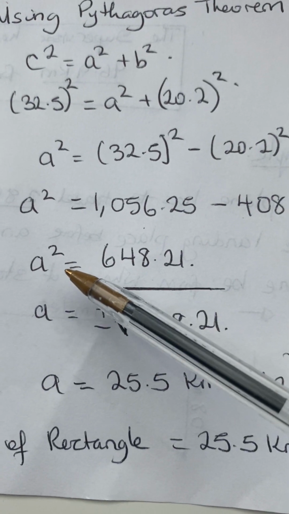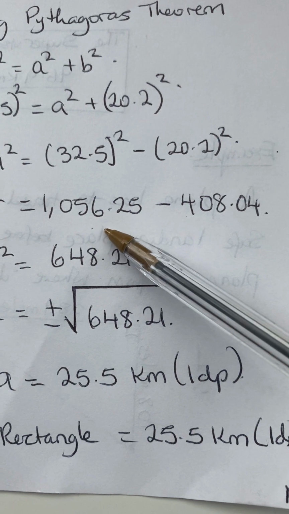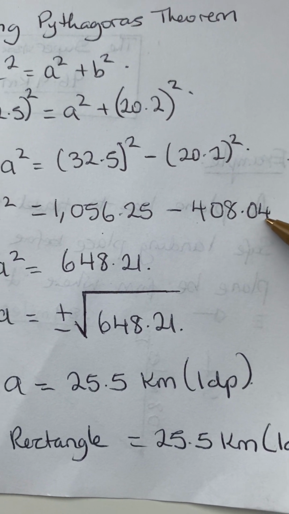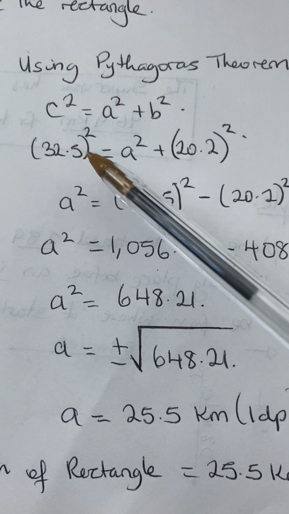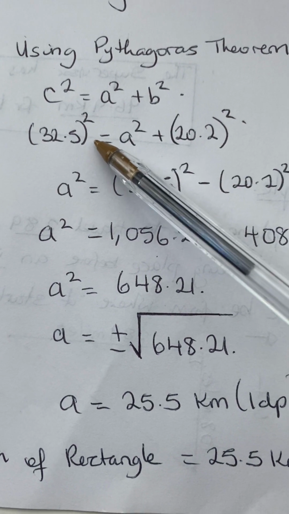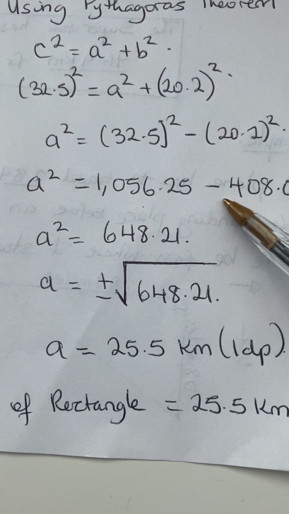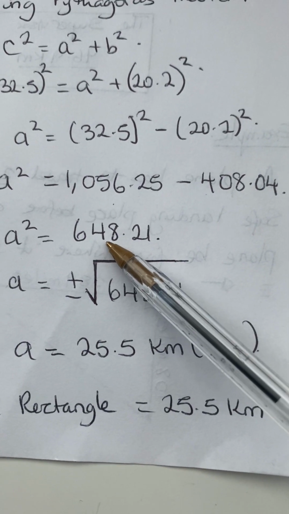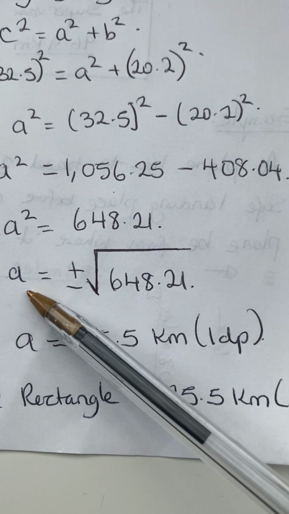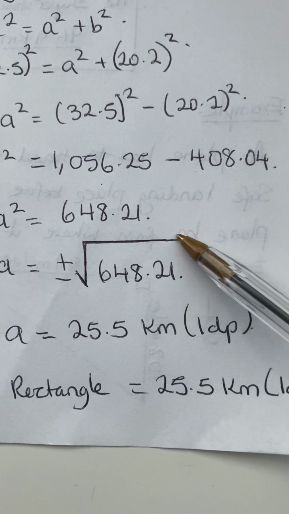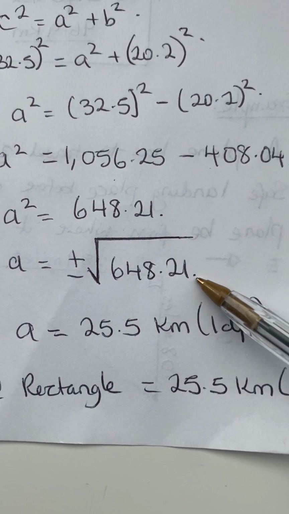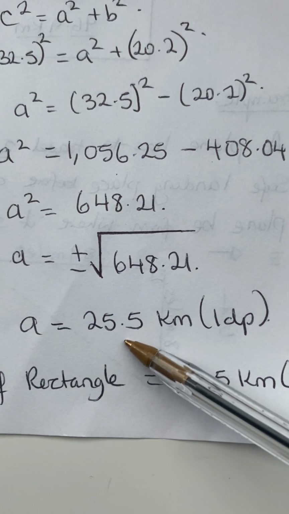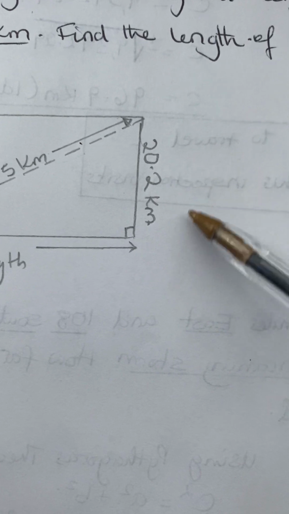Okay, so now a squared will be equal to 1056.25 minus 408.04. Now we've done this several times, so this is positive, so if it goes to the other side, it will become negative. So that's why we have negative here. So a squared, if you do these two correctly, will give you 648.21. A will be equal to plus or minus the square root of 648.21. Now, because it's length, we are going to choose the positive. So A is 25.5 kilometers, because our unit is in kilometers.